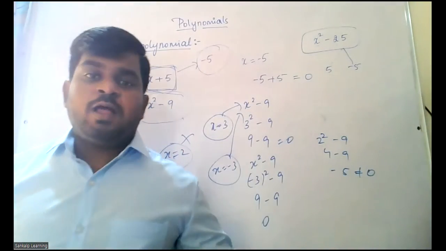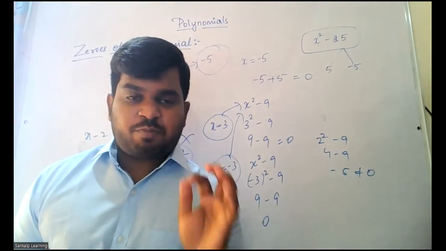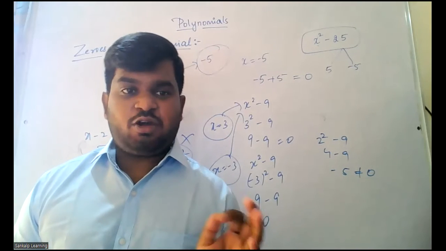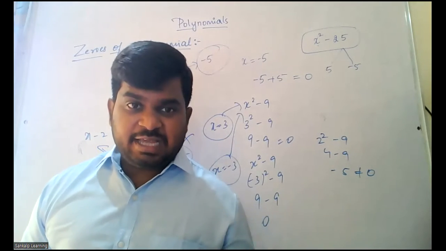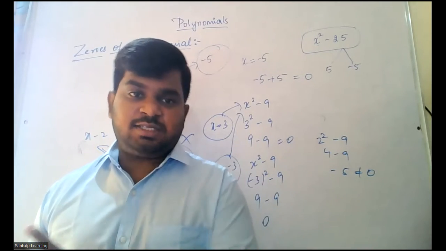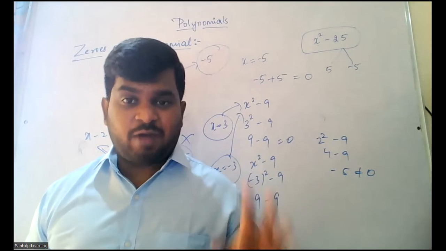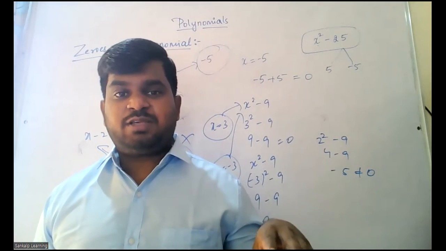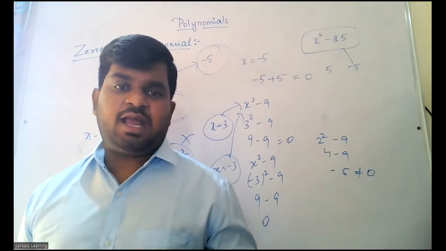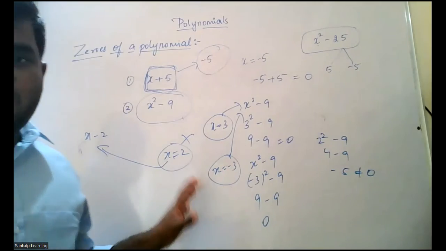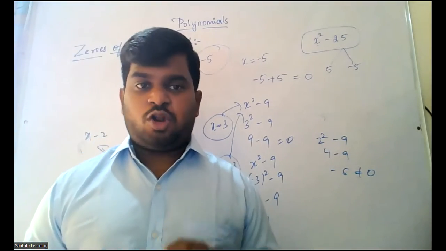Again, it is 0. So, the number of zeros of a polynomial depends on the degree of the polynomial. If the degree is 100, then we will have 100 zeros. That is 100 values, which when substituted in the place of x or the variable, the final answer will come out to be 0. This is zeros of a polynomial.